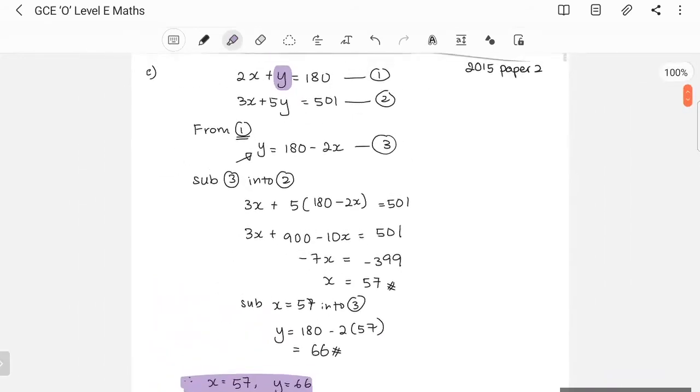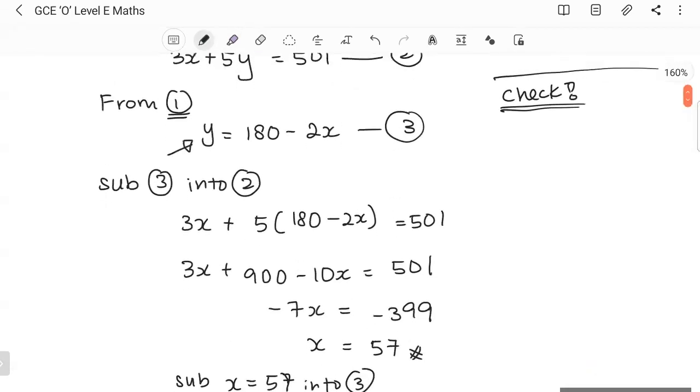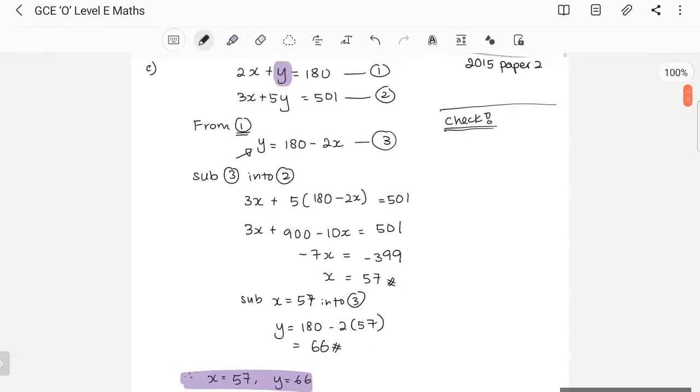For algebra, you have to check whether your answer is correct. Remember, for algebra questions, we can get full marks, so we need to know how to get full marks. We have to know how to check. Checking is very important. In this case, we found that x equals 57. For checking, I just sub x equals 57 into equation 1, so 2 times 57, then I add the y, 66. Then what is the answer? Is it equal to 180? If so, then your answer is more or less correct. Of course, we have to sub it into the other equation as well. Is it equal to 501? If so, then it's correct.